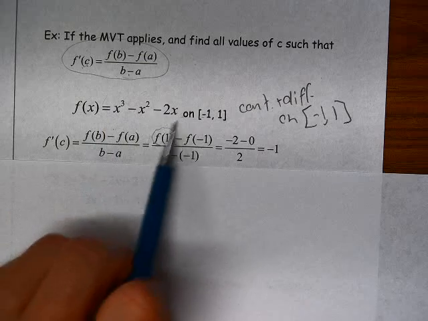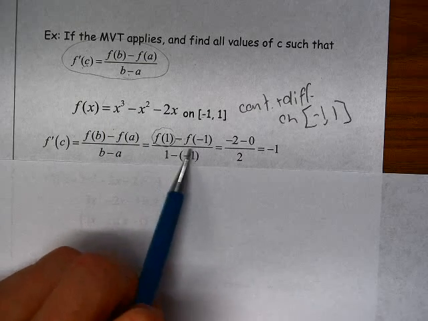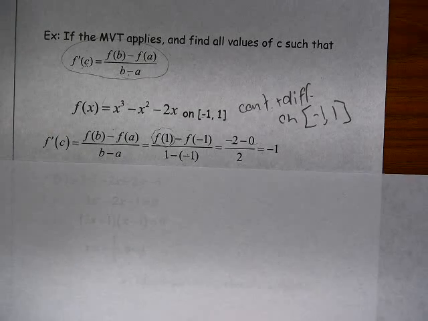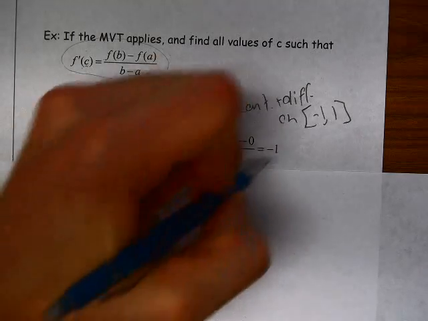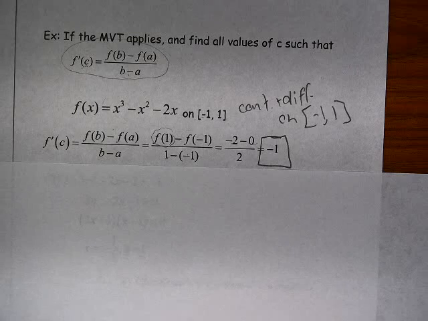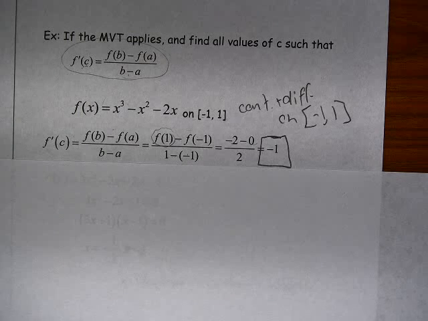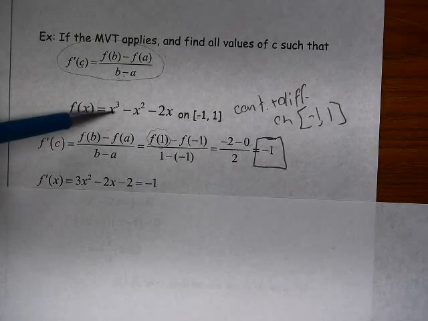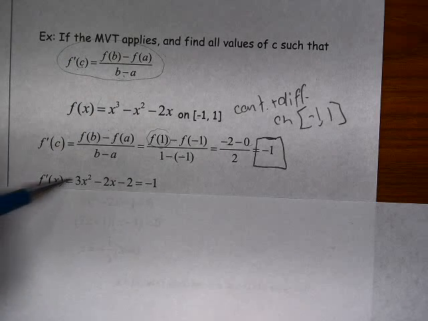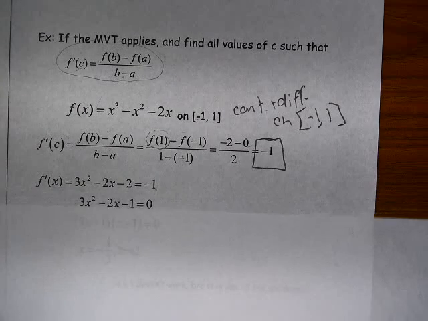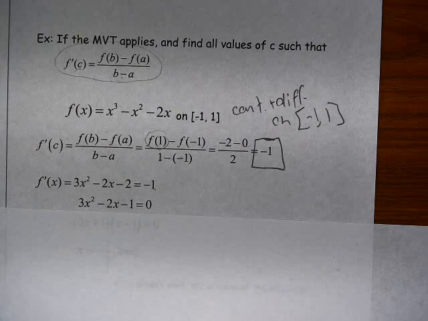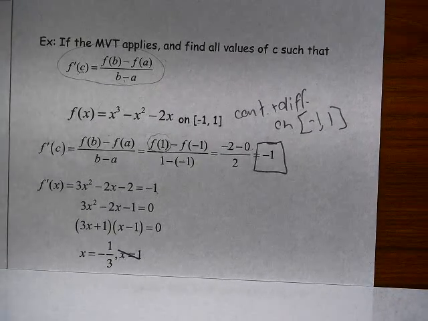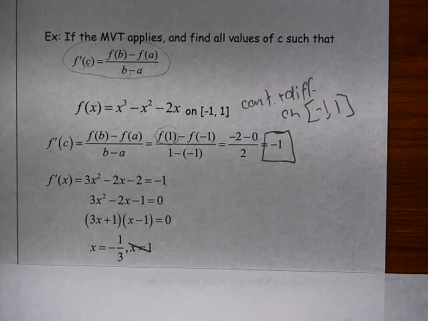So I plug in 1 here, I get -2 as my function value. I plug in -1, I get 0 as my function value. And then of course 1 plus 1 is 2. So the average rate of change between those two places on the graph is -1. So I'm trying to find out where f prime of c is equal to -1. I take the derivative of the original function, x cubed minus x squared minus 2x, set it equal to -1, and solve. Here I get this quadratic equal to 0. I factor the quadratic. I actually get two answers here: x equals -1/3 and x equals 1.